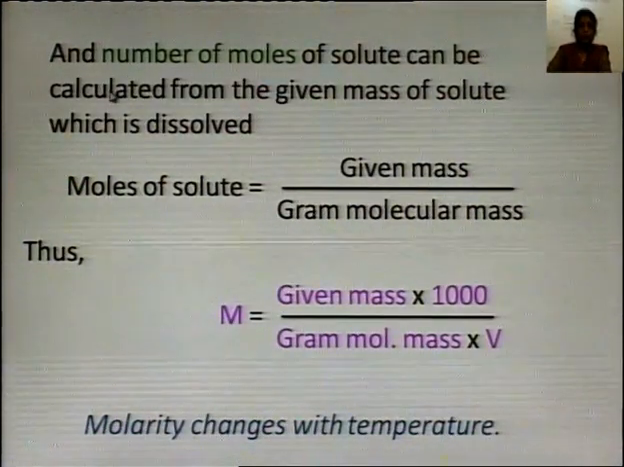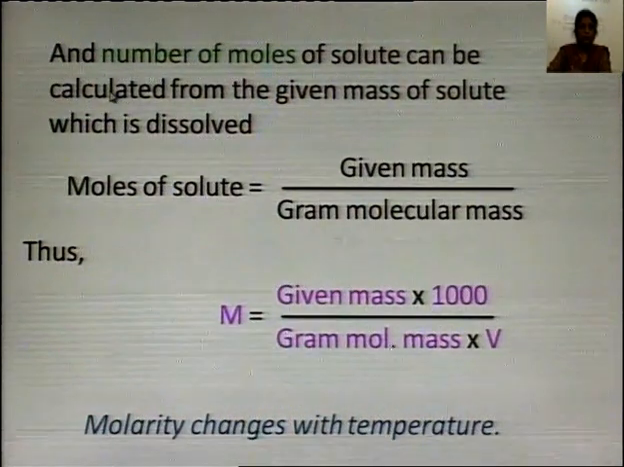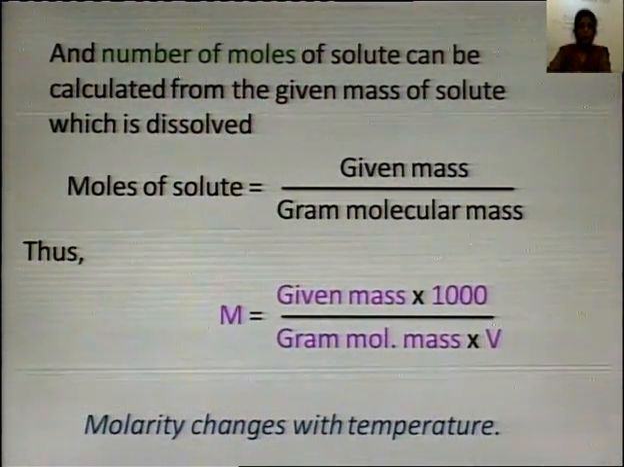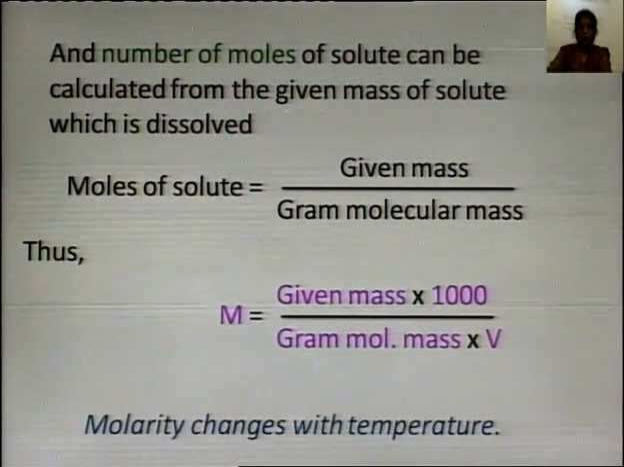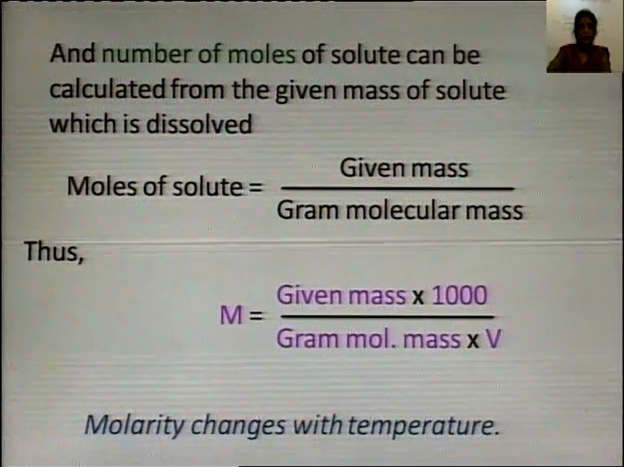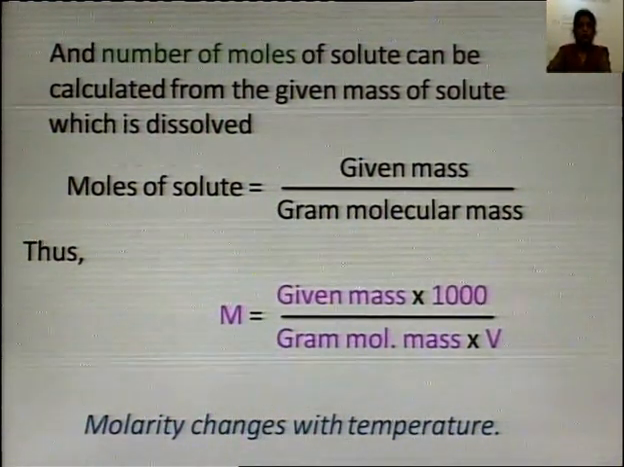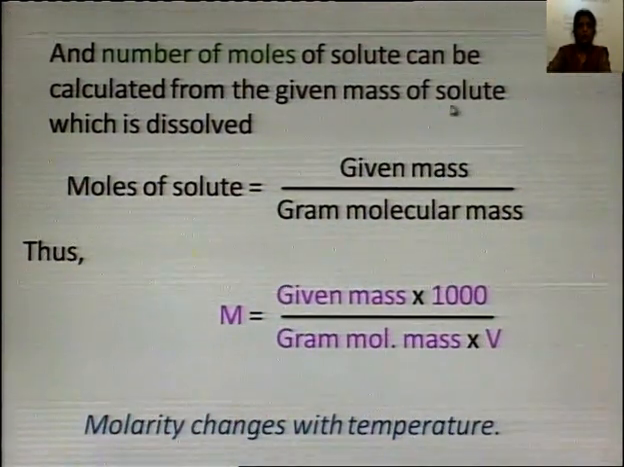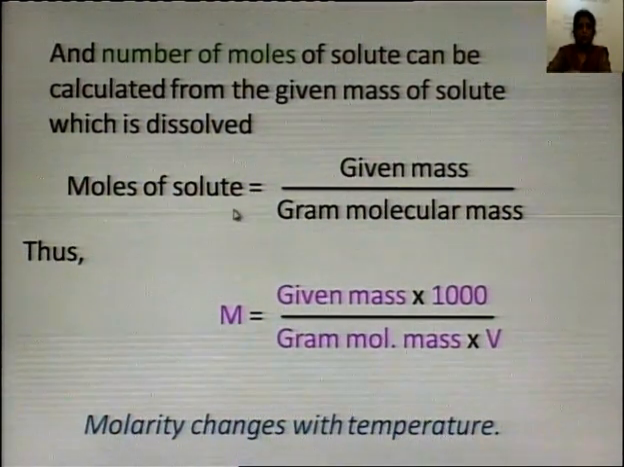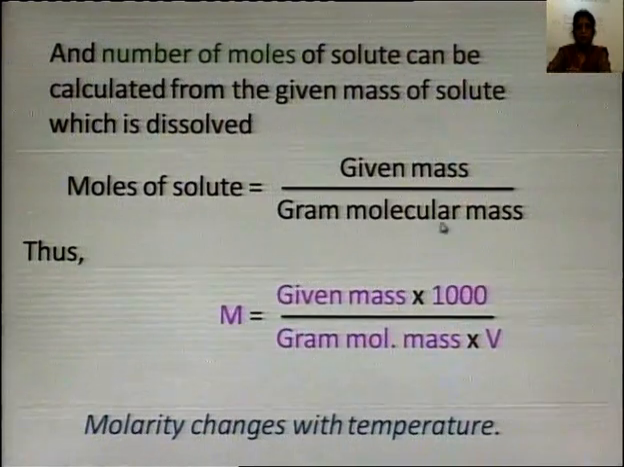So, if number of moles are not given, we are given the mass of the solute. So, we have to convert that mass into number of moles, which you have determined previously also in mole concept. So, number of moles can be calculated from given mass. So, number of moles of solute will be equal to given mass divided by molecular mass.